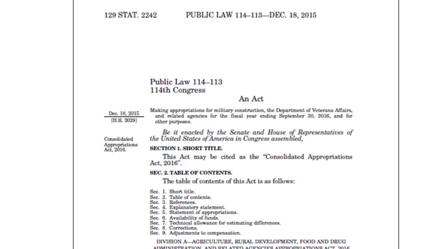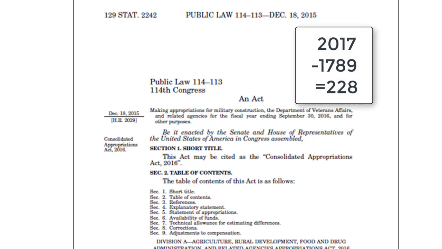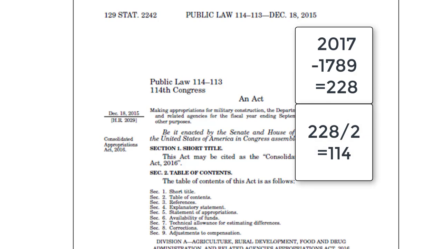Since Congress lasts 2 years, simply subtract 1789, the year of the first Congress, from the year the Congress ends, and divide by 2. For example, to determine the Congress that ended in January 2017, subtract 1789 from 2017. This equals 228. 228 divided by 2 is 114. That tells us the 114th Congress ended in January 2017. The current Congress lasts until January 2019, making it the 115th Congress, and so on.